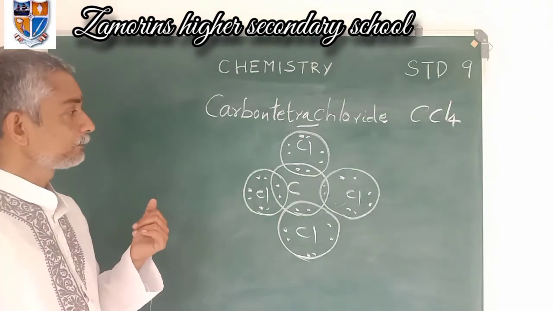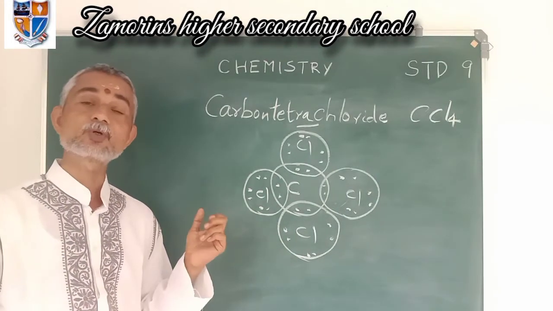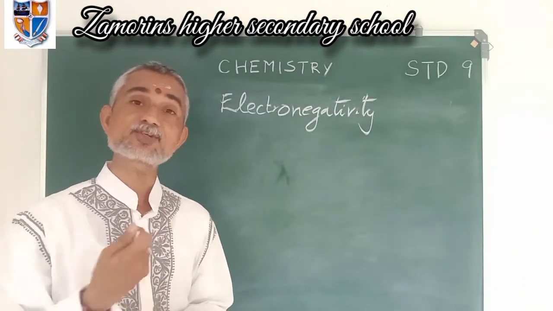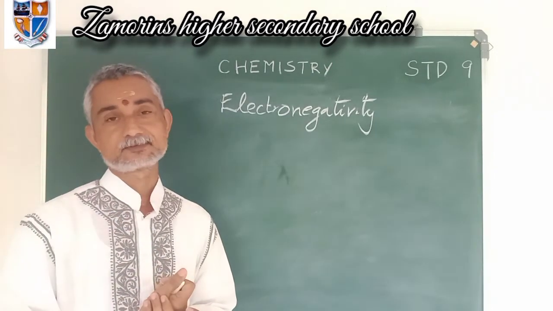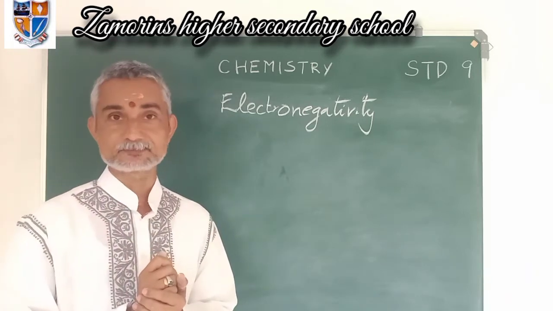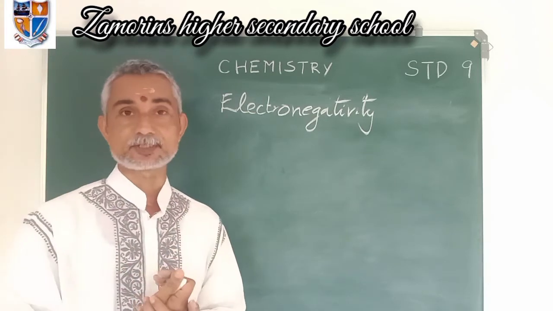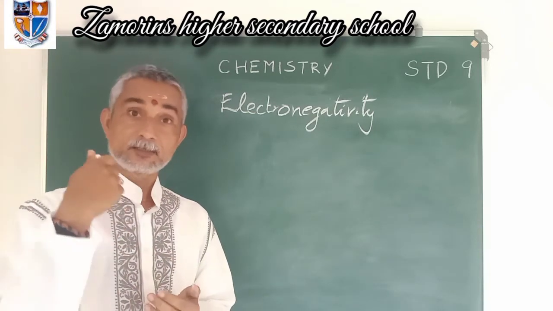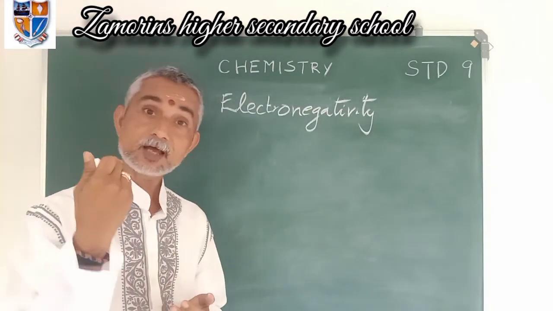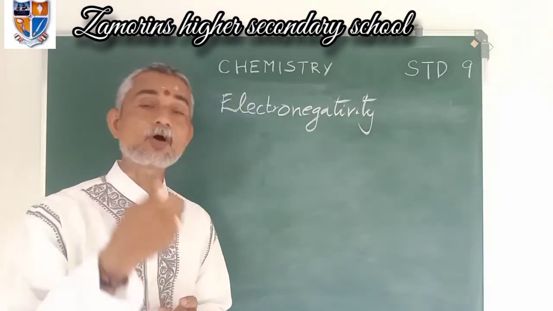Okay. Now see another term, electronegativity. Electronegativity means the attraction between the electrons when a covalent bond is formed. By this electron attraction, if it is more than 1.7, an ionic bond is formed. If it is less than 1.7, a covalent bond is formed.